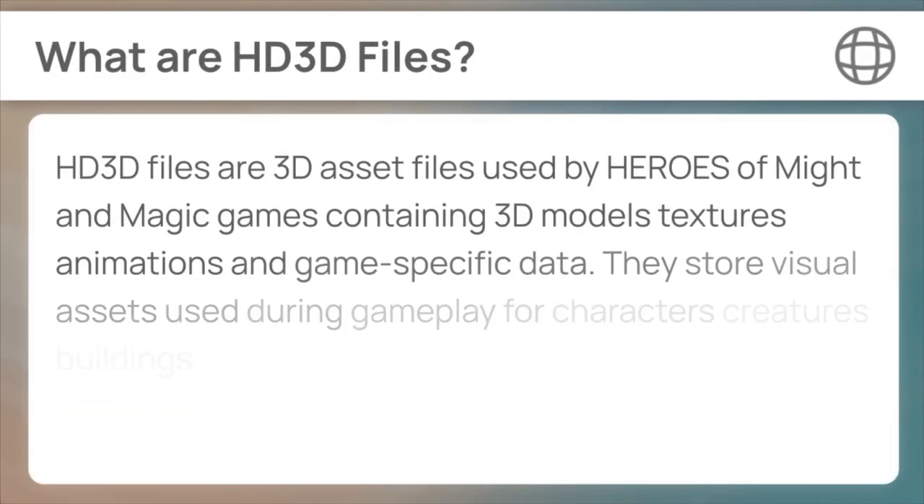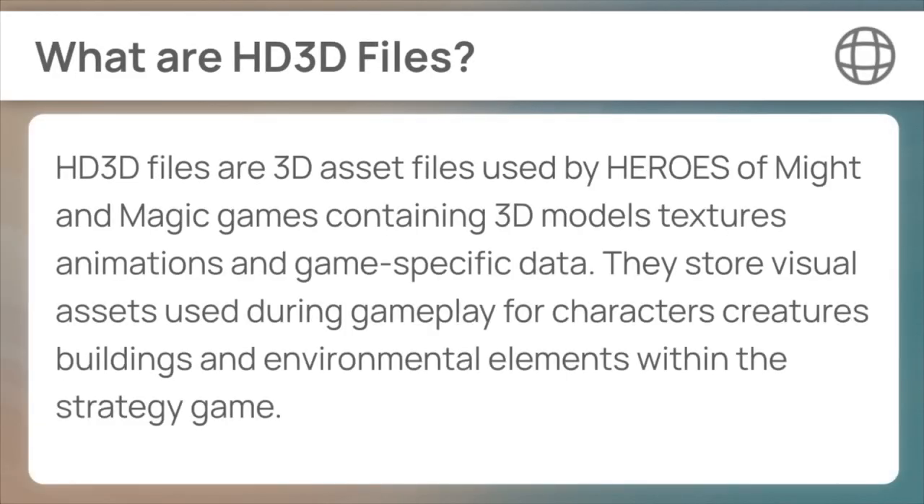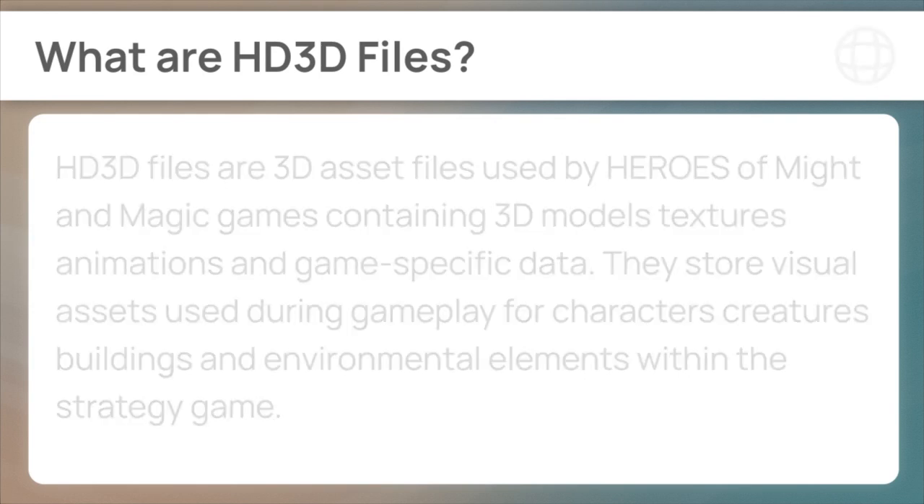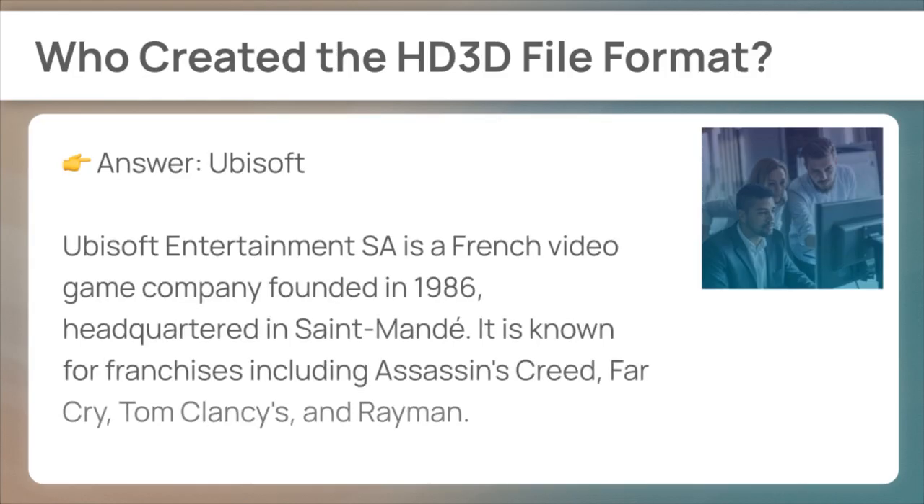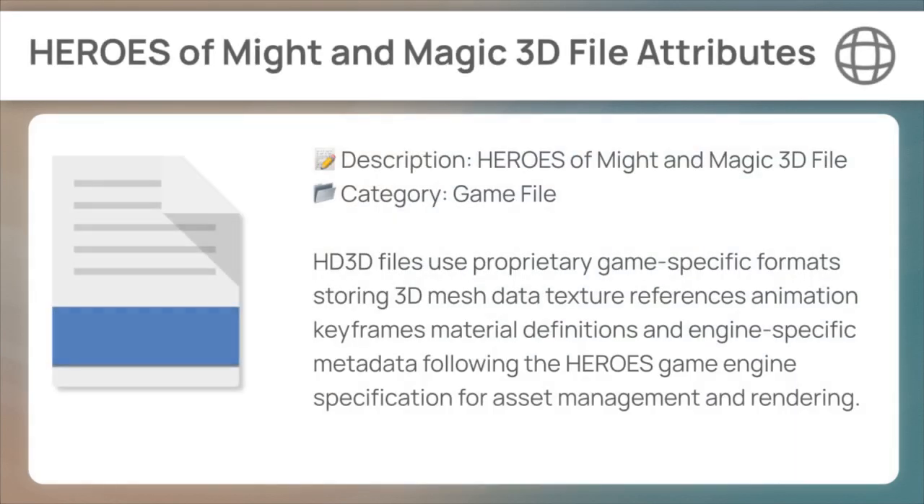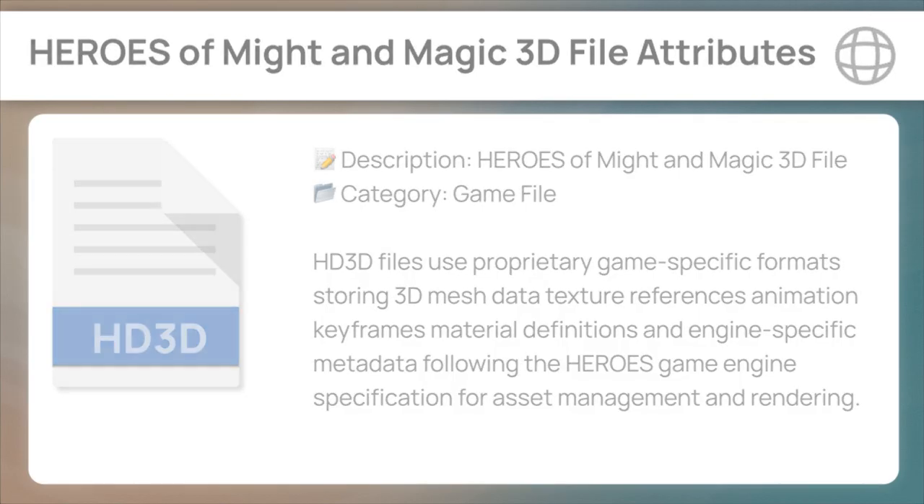HD3D files are 3D asset files used by Heroes of Might and Magic games, containing 3D models, textures, animations, and game-specific data. They store visual assets used during gameplay for characters, creatures, buildings, and environmental elements within the strategy game. HD3D files use proprietary game-specific formats, storing 3D mesh data, texture references, animation keyframes, material definitions, and engine-specific metadata, following the Heroes game engine specification for asset management and rendering.